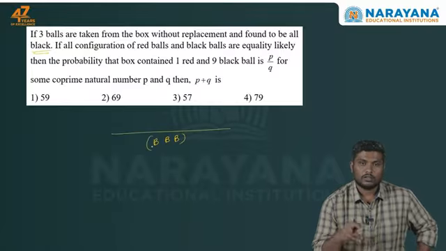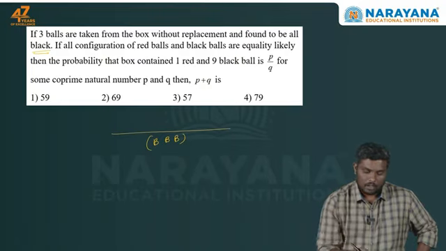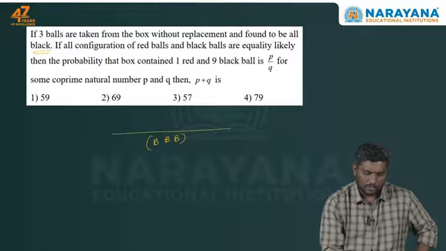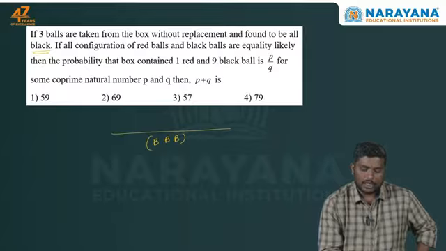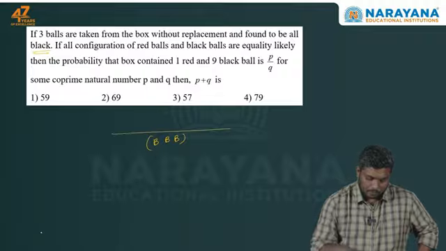All 3 balls are taken from a bag, and all of them were black. Now, if all configurations of red balls and black balls are equally likely, find the probability that the box contained 1 red and 9 black balls. A very good question. This is, again, from Bayes theorem.